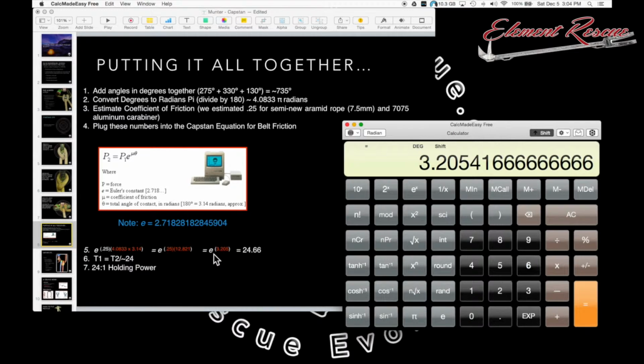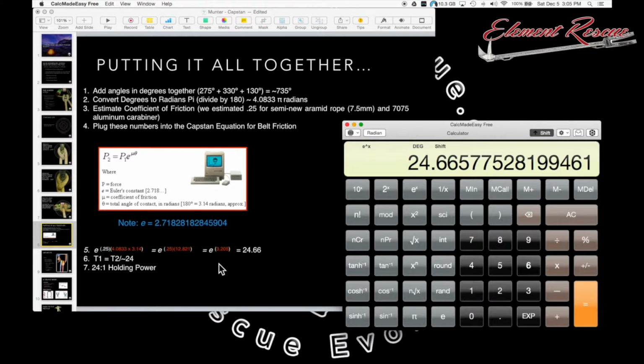And now comes the Euler's constant. So that 3.205 is an exponent. That's why when we change a little bit within our coefficient of friction, it actually makes a pretty large difference in the outcome of the number that we get. So at that point, we just have this number. We go over to this portion here, which has the exponent, to Euler's constant. Press that button, and that's where we get 24.66.